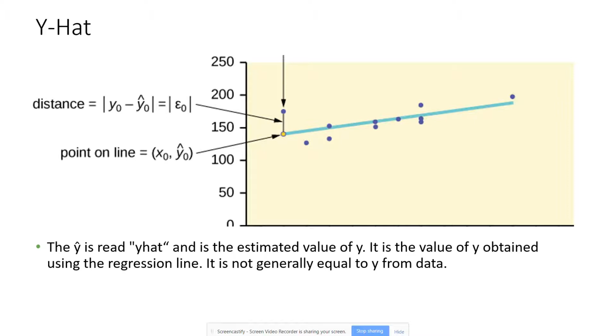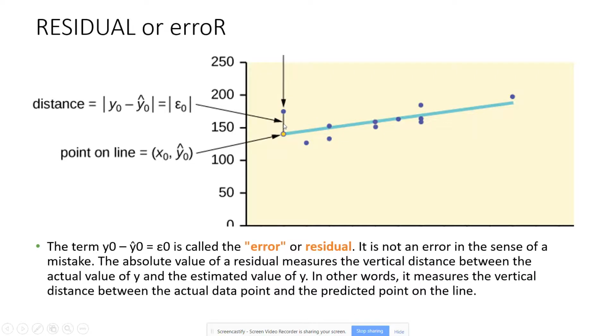I'm going to make a line, or the calculations are going to make a line, and I'm going to put it between the dots to try to hit as many as I can. But some of these dots are far away from the line. As you see here, here's the point on the line, but here's the actual data value. What they're trying to get is the distance between them. This distance is called the error or the residual.